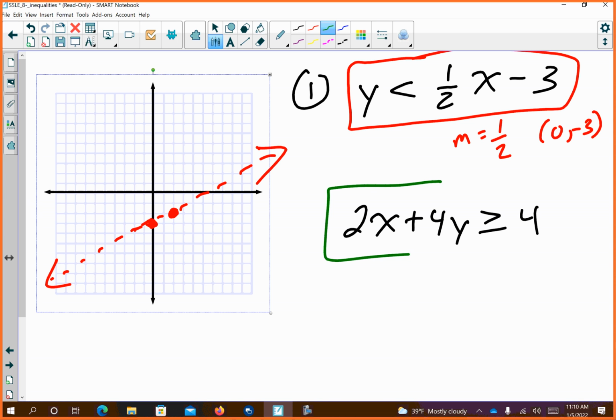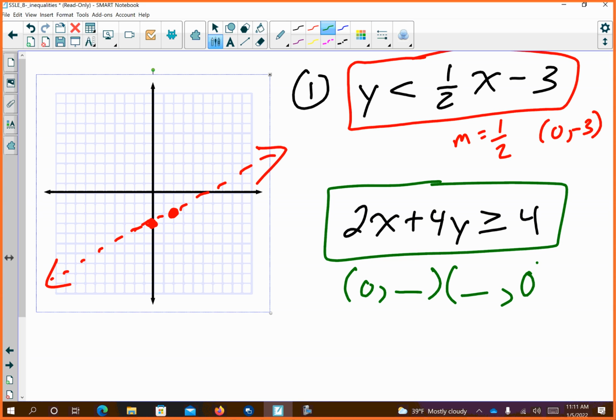All right, second problem that's on the page. We'll do this one in green. This one is not set up to give us the y-intercept and the slope like the last one. Agree? So what's the other method we know to do? Cover. So 0, blank, blank, 0.